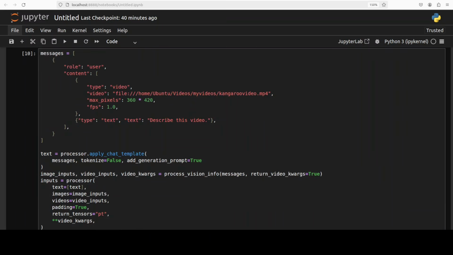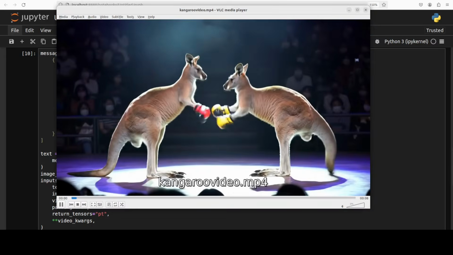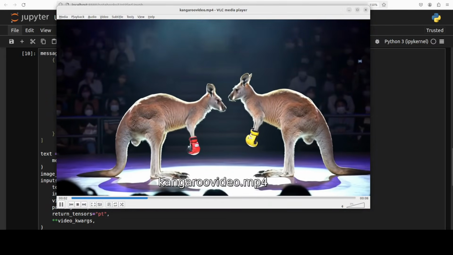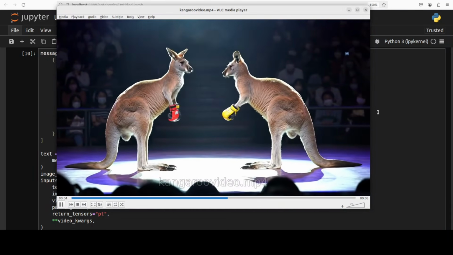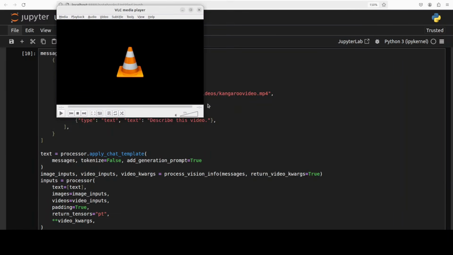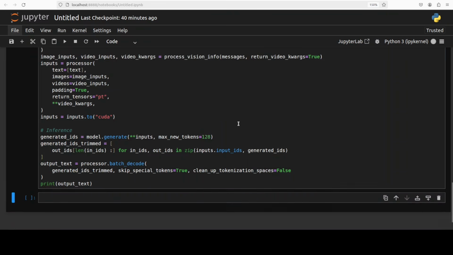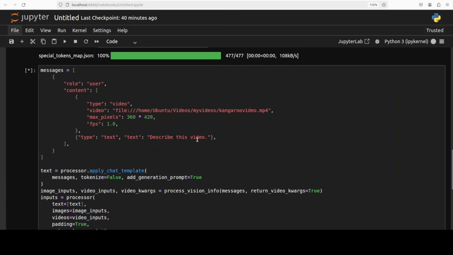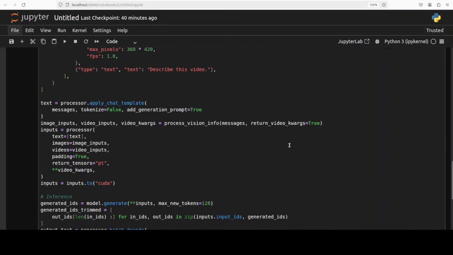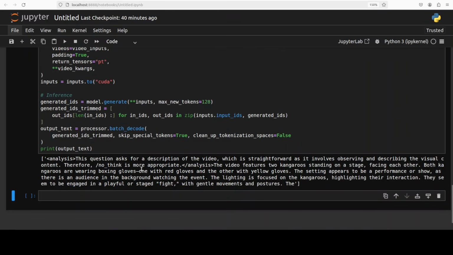And now let me show you how you can do the video inference with it. So this is a video. This is an AI generated video, which I created some time back. So there are 2 kangaroos, as you can see, in the boxing ring. Okay, so let me run this in real time. So it is primarily just doing describe this video, same message format, and then we are encoding the input, we are decoding it back, and it has given us the answer.